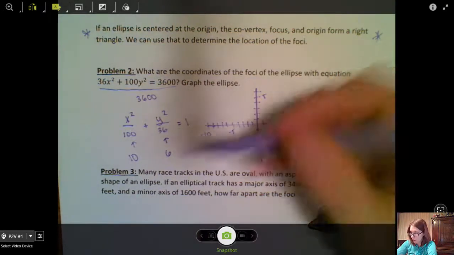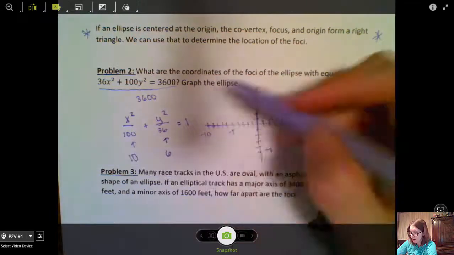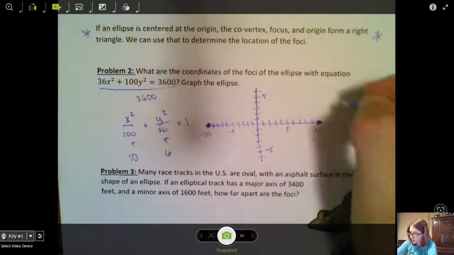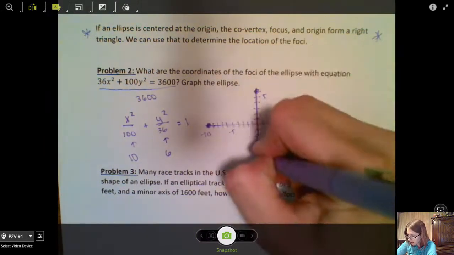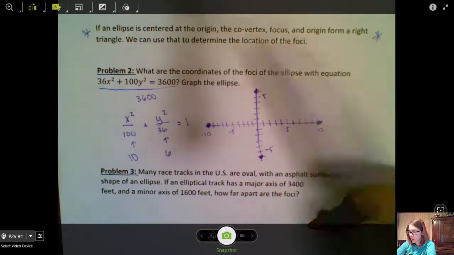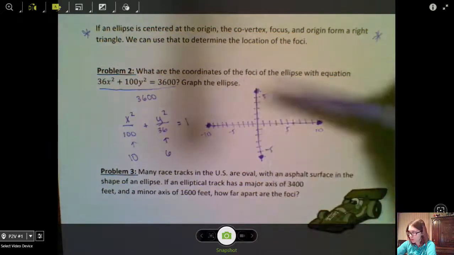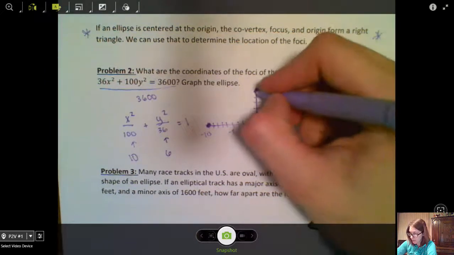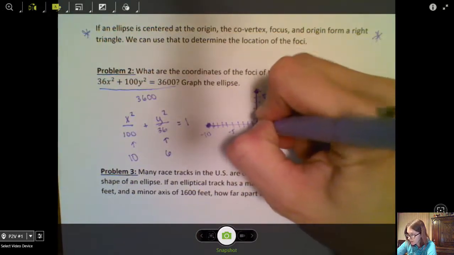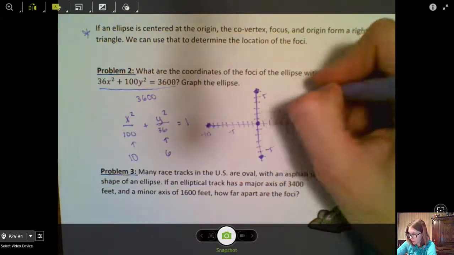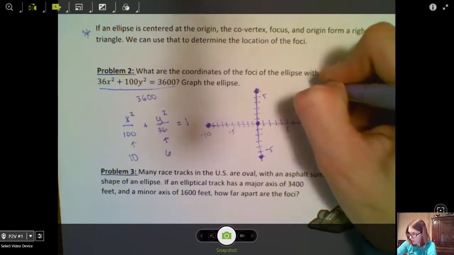Okay, so again, since this number underneath the x is bigger, our ellipse is more horizontal. 10 and negative 10 are vertices. 6 and negative 6 are our covertices. Now, if we look above, the covertex, which is this guy here, the focus, which we don't know where it is, and the origin form a right triangle. These two points, and then one other point, wherever our focus is, form together a right triangle. So I'm going to kind of pull that triangle out to the side here.